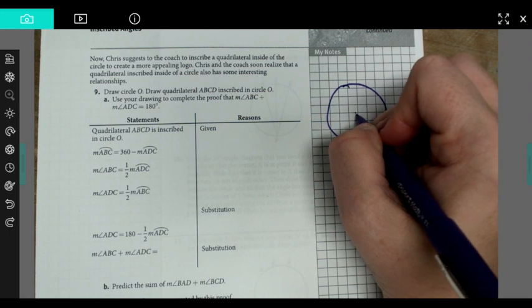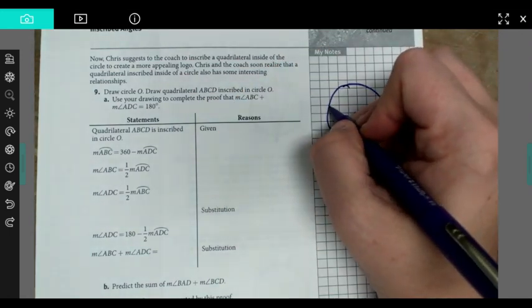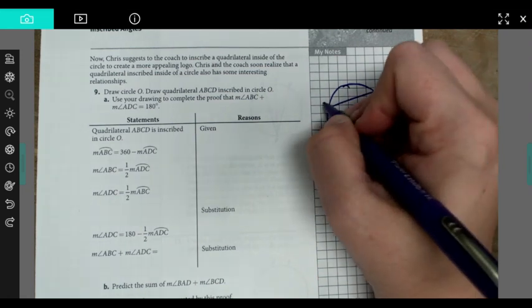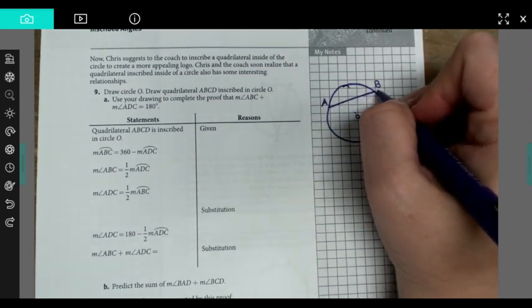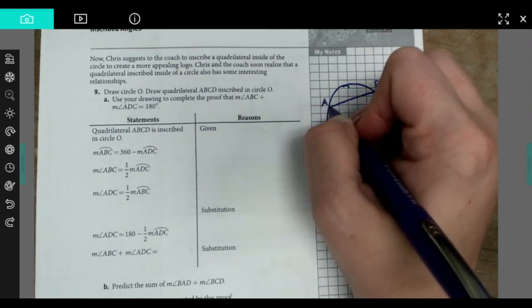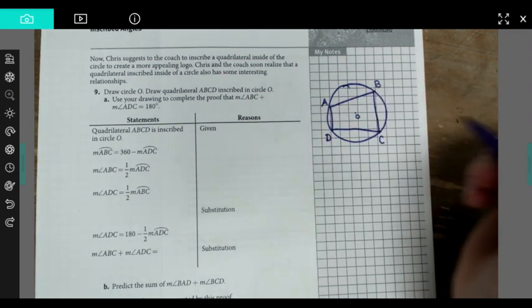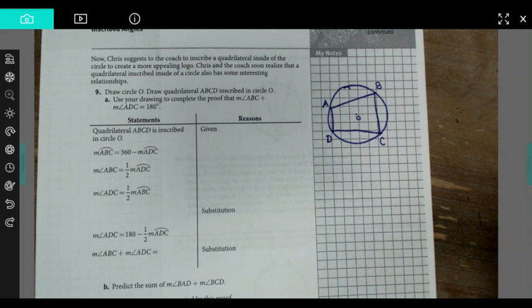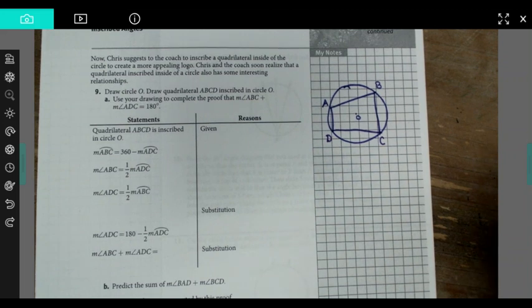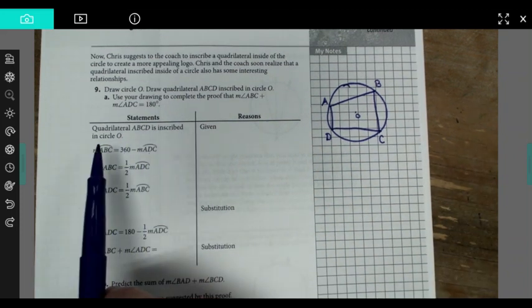This is circle O. It says draw a quadrilateral. Remember that quad means four-sided figure. So we've got A, B, we'll say C, D. Okay? Doesn't matter what the quad inside of there looks like. It just had to be a four-sided figure. It says quad ABCD is inscribed in circle O.